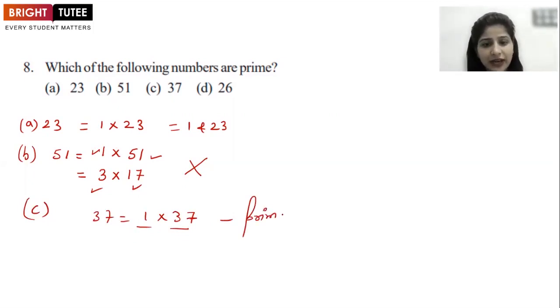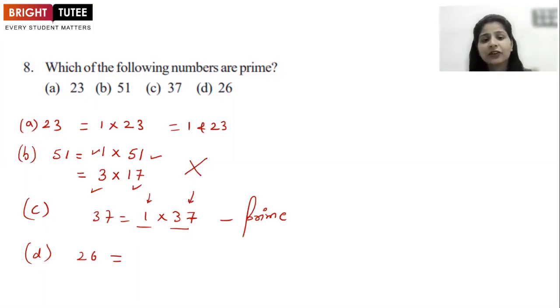It has only two factors, 1 and the number itself. What about the D part, 26? It is an even number first of all, and as we have already discussed, 2 is the only even prime number. So 26 will definitely not be a prime.